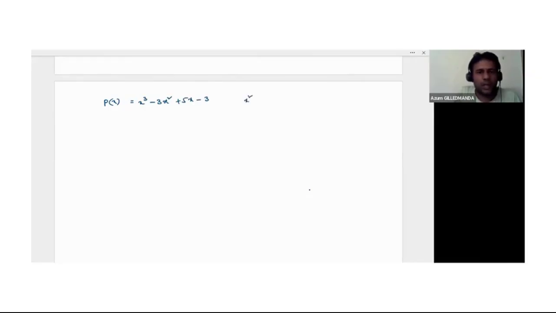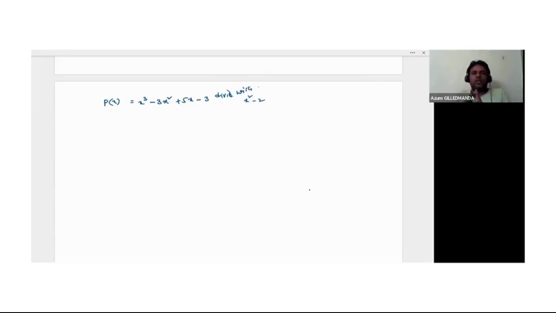Can you divide this with x square minus 2? See, earlier I took a quadratic polynomial and one factor. But here, a cubic polynomial, you need to divide with a quadratic polynomial. Okay? So p of x, you need to divide with x square minus 2.